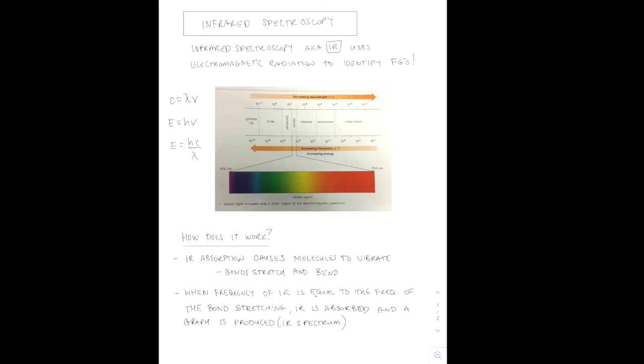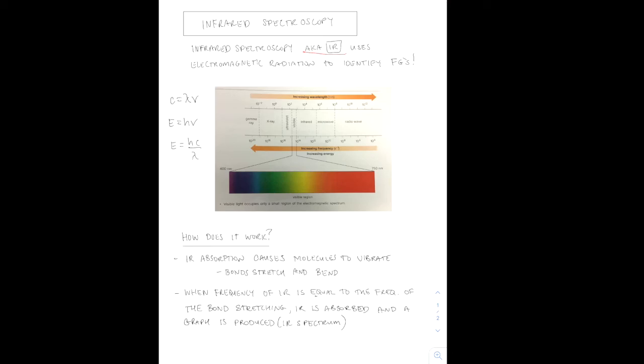Alright, so this video is going to be on infrared spectroscopy, an amazing tool to help us identify functional groups in organic molecules. So infrared spectroscopy, aka IR, uses electromagnetic radiation to identify the functional groups to give us something called an IR spectrum.